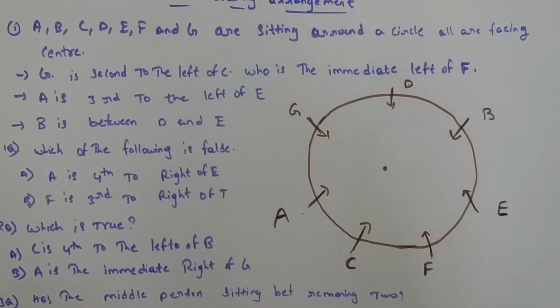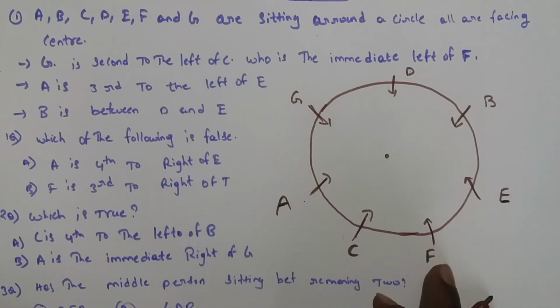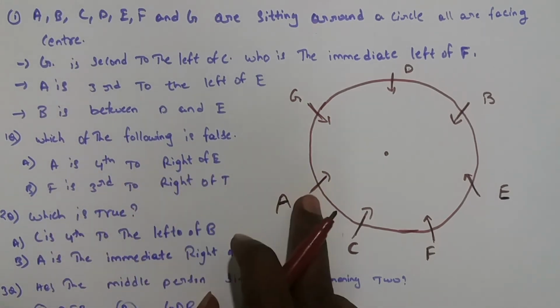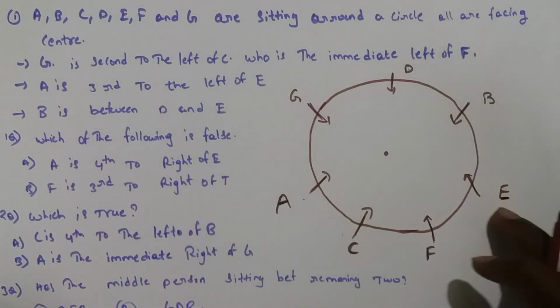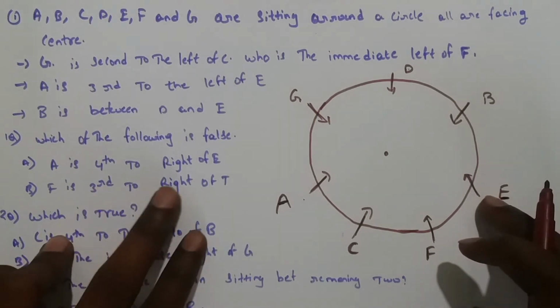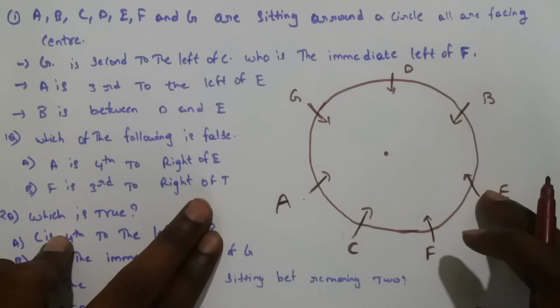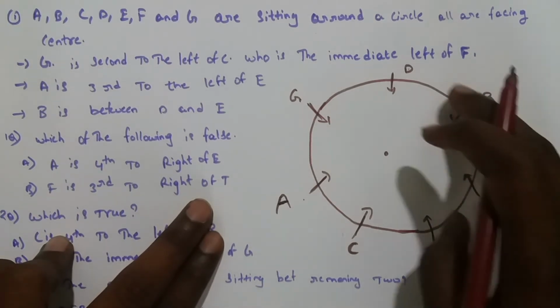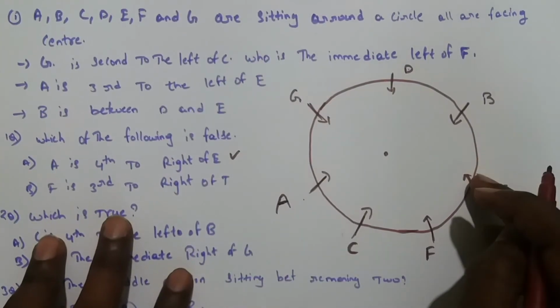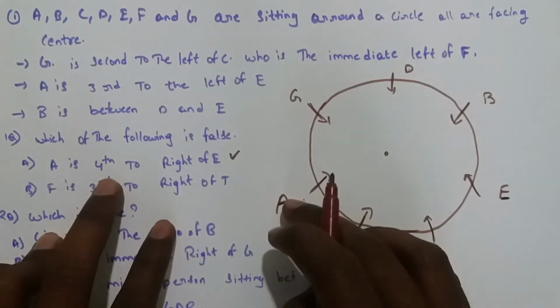circular seating arrangement. Now we have to see the values here. First, which of the following is false? A is fourth to the right of E. See here, for E, A is fourth to the right of E. Right of E means 1, 2, 3, 4. Now this satisfies the value.